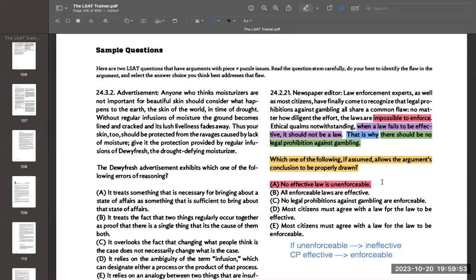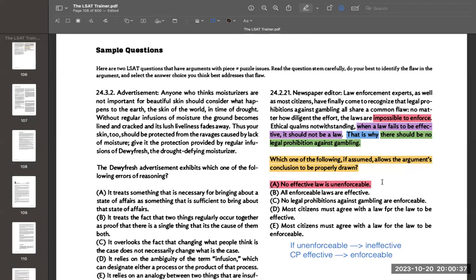Right. I'm just going to talk about why B doesn't get translated the same way. So B states that all enforceable laws are effective. As a conditional statement, this would read, if a law is enforceable, it must be effective. Okay, if I know that a law is enforceable, I also know that it's effective. I could also state it as enforceability is a sufficient condition for determining effectiveness, or effectiveness is necessary for enforceability.